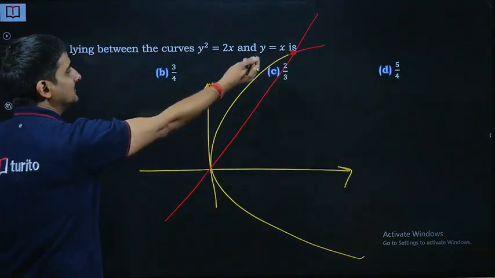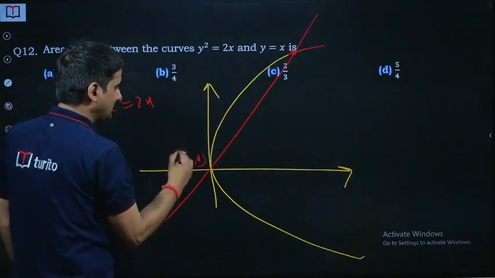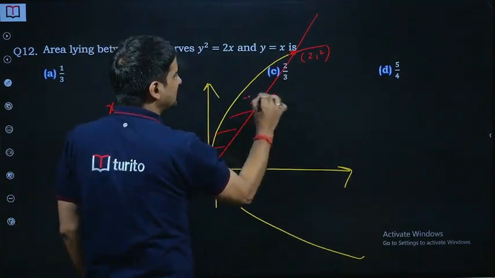As simple. So replace y by x. So x square is equal to 2x. So either x is 0, so 1 point, or x is 2. So another point is 2, so 2 comma 2. So area of the region bounded here is this one.